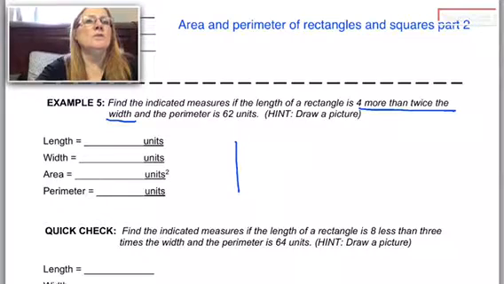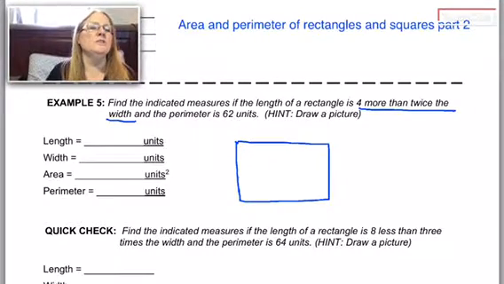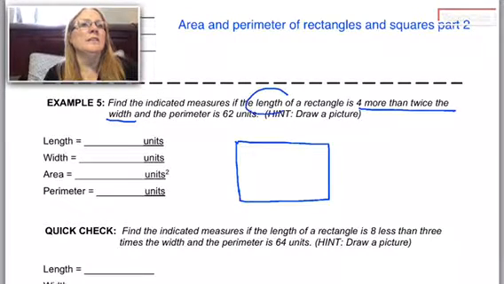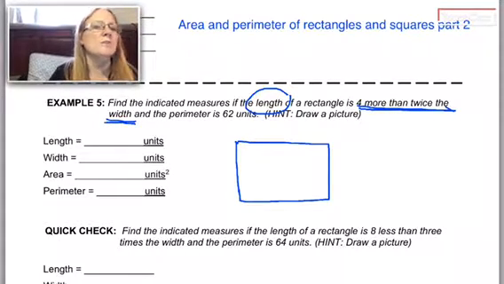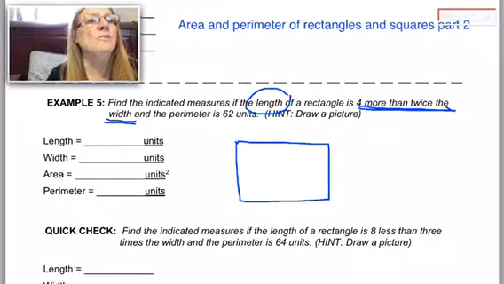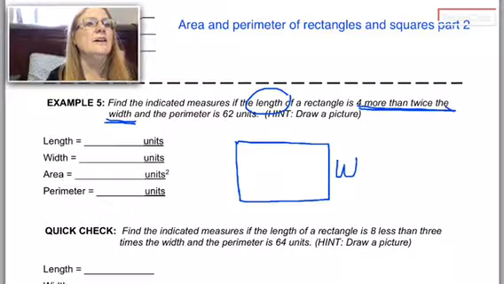Okay, so I'm going to draw a rectangle. And what you want to ask yourself is, which measurement do we know something about? Well, we know that the length is 4 more than twice the width. So we know something about the length. It's 4 more than twice the width. So we don't know anything about the width. So I'm going to call the width W.